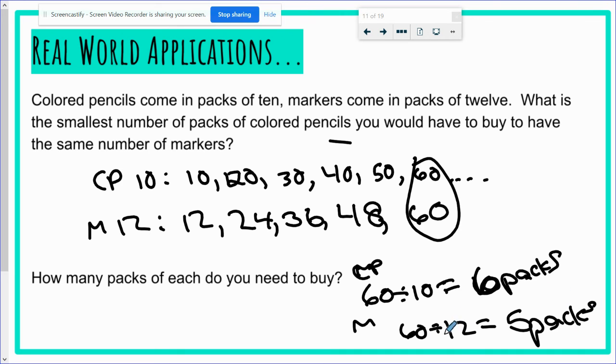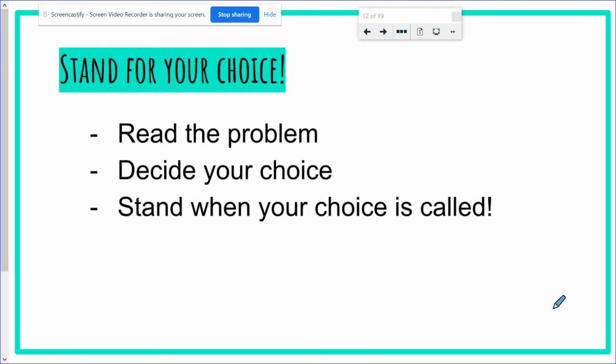So if you bought 5 packs of colored markers and 6 packs of colored pencils, you would have 60 of each. All right, so now you guys are going to answer some multiple choice. You're going to read the problem, decide your choice. Normally, if we were in class, if I was there with you, we would do stand up if you chose this, but obviously we're not doing that today because I'm not with you. So let's keep going.